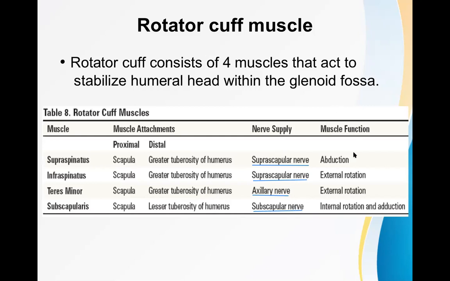Now, what are the functions of these muscles? Supraspinatus is responsible for abduction movement of the shoulder joint. Abduction means moving away from the midline. Infraspinatus, external rotation. Teres minor is also for external rotation, whereas subscapularis is a very strong muscle responsible for internal rotation and adduction. Adduction means the limb is coming towards the midline again. That is adduction. We'll talk about all of these in the subsequent slide.